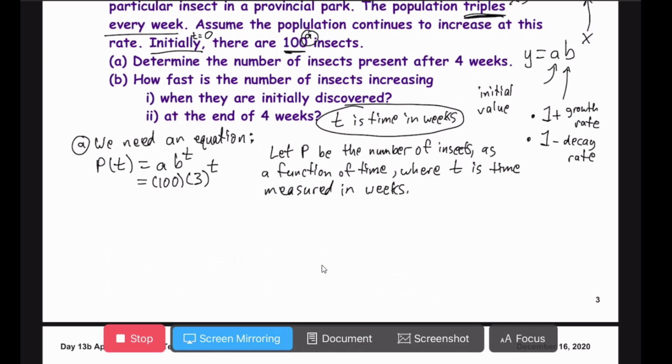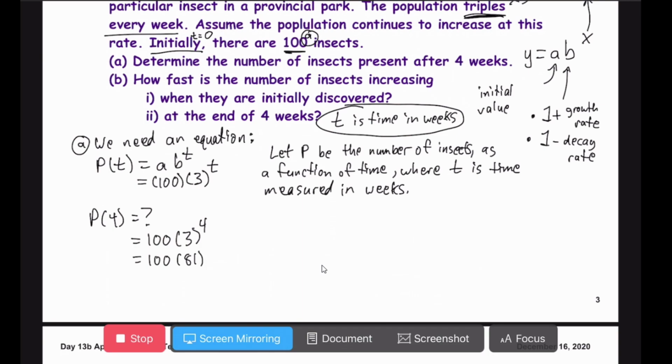So now that we have our equation, we can actually use it. So A asks us to determine the number of insects present after 4 weeks. So in other words, what is P when T is equal to 4? So 4 is our input into our function. What is my output? So let's just plug that into our equation. Equals 100 times 3 to the power of 4. 3 to the power of 4 is 81, so 100 times 81.